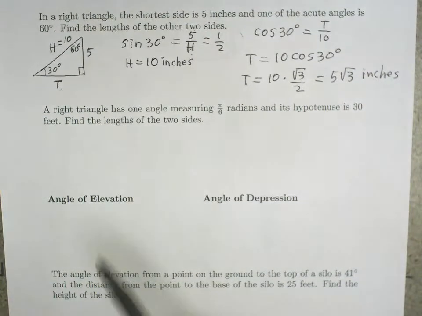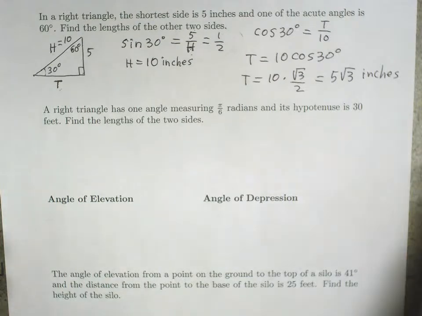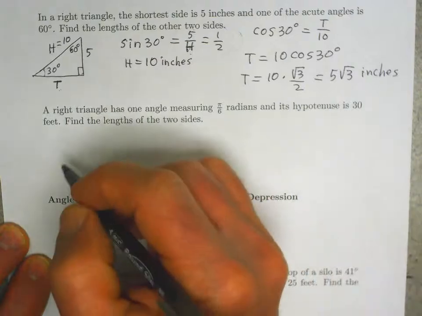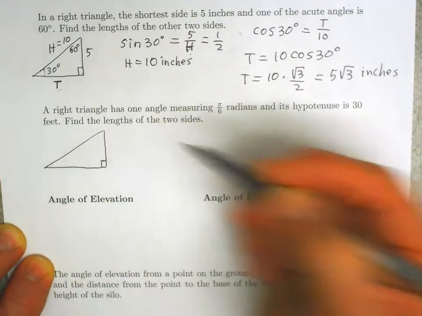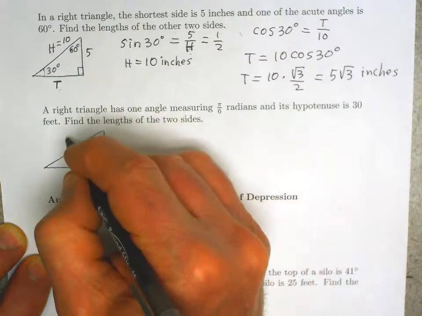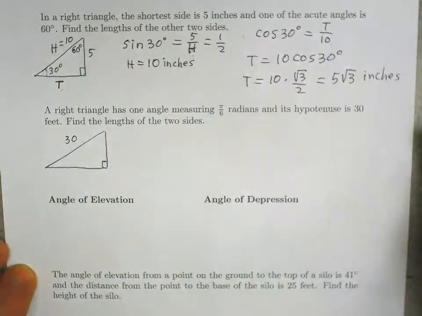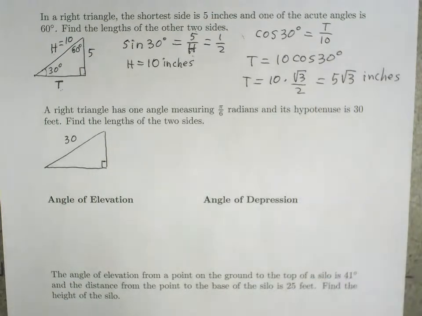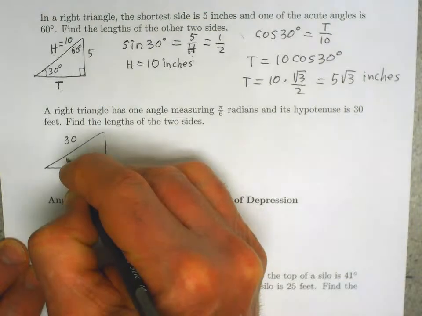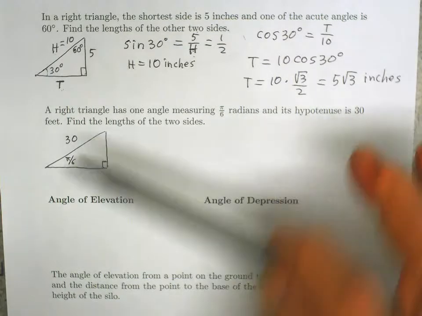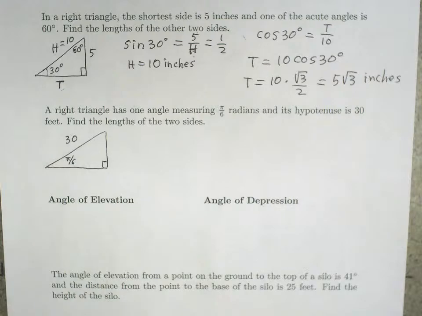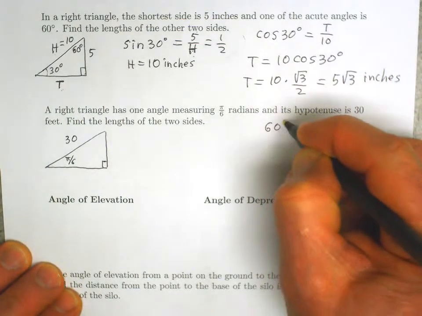A right triangle has one angle measuring pi over 6 radians, and its hypotenuse is 30 feet. So find the length of the two sides. Okay, so this time the two short sides are unknown momentarily, and the hypotenuse is 30 feet. Pi over 6 radians, that's equivalent to 30 degrees. So I'll label one angle pi over 6. And the other angle is 60 degrees, but we want to measure it in radians. So let's try our conversion formula.